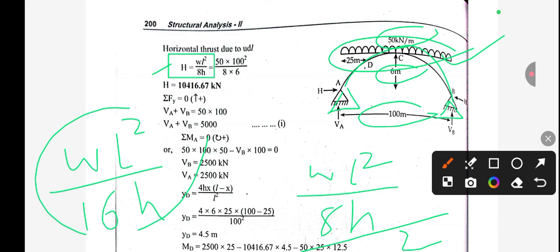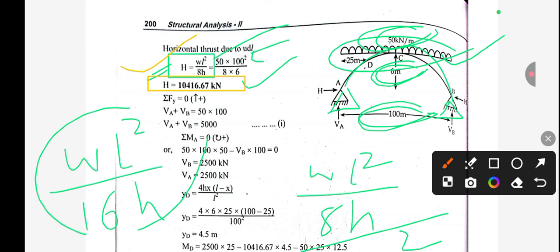But now in this case we have full span UDL, so we have to use this formula WL square by 8h. The value of W is 50, and the value of L is 100, so 50 into 100 square by 8 into h. h is 6, so 8 into 6. Finally, we get the value of horizontal thrust, that is 10416.67 kN. So with the help of the formula WL square by 8h, we can directly get the value of horizontal thrust for the full span UDL.